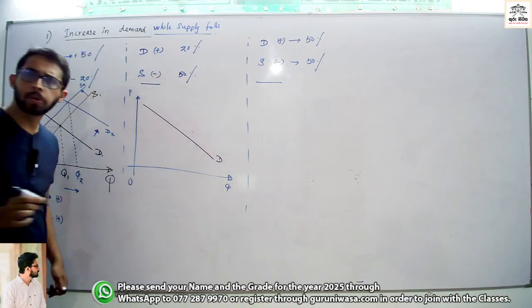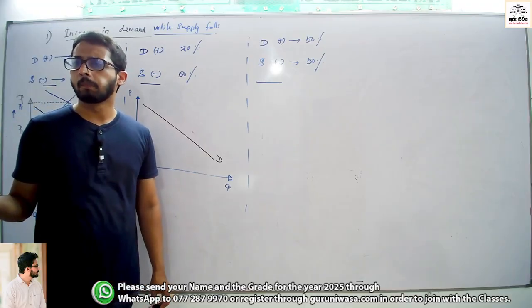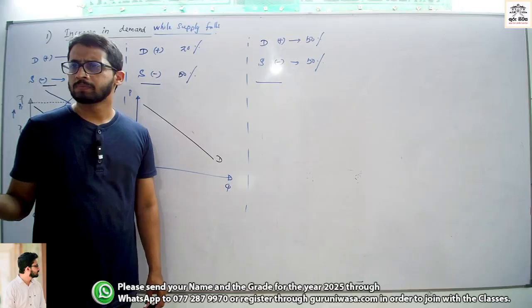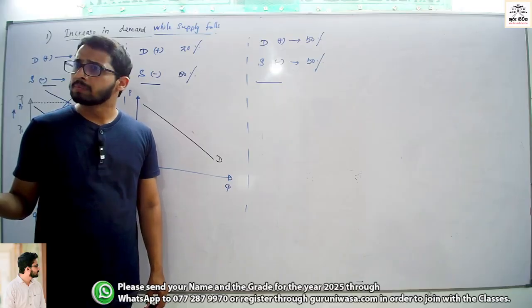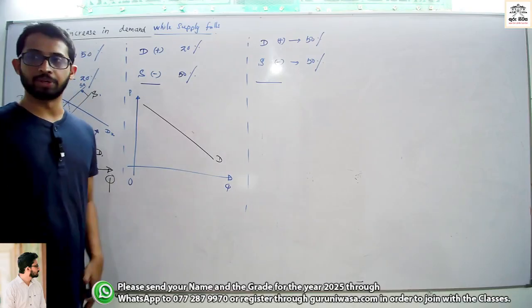Equilibrium price always increases. What about quantity? It changes. Changes means it's indeterminate. Okay, we cannot say the direction, right? It depends on which curve shifts more.